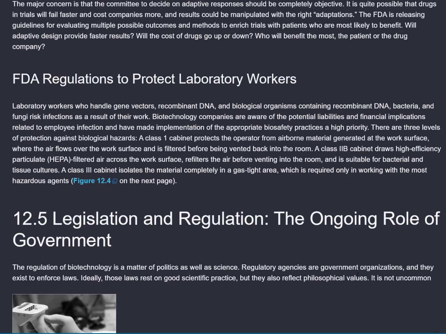The major concern is that the committee to decide on adaptive responses should be completely objective. It is quite possible that drugs in trials will fail faster and cost companies more, and results could be manipulated with the right adaptations. The FDA is releasing guidelines for evaluating multiple possible outcomes and methods to enrich trials with patients who are most likely to benefit.